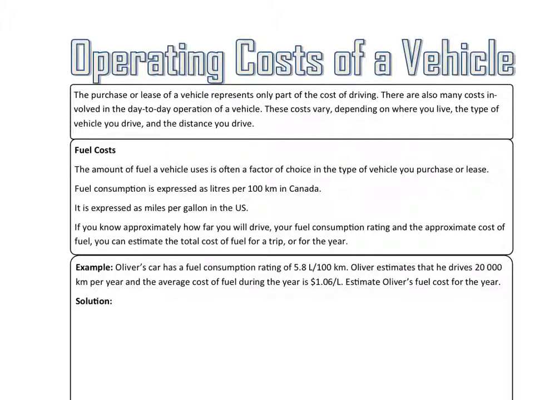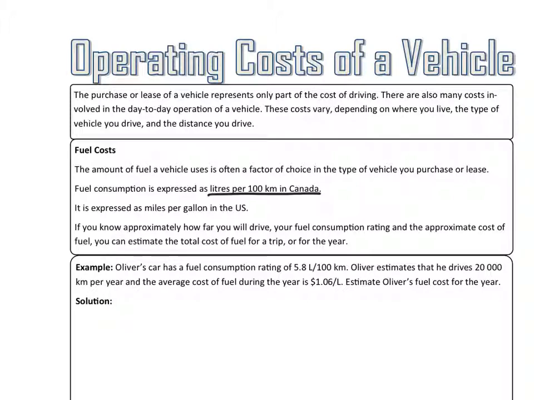So it basically tells you how many liters it takes to actually drive 100 kilometers. In the US, it's a little bit different because it's expressed as miles per gallon. So it kind of looks at it differently. It tells you how many miles you can go on a gallon, whereas in Canada, it tells you how much you're going to use to go a set distance. And since we're in Canada, we're just going to deal with liters per 100 kilometers. And we'll see that in the example.